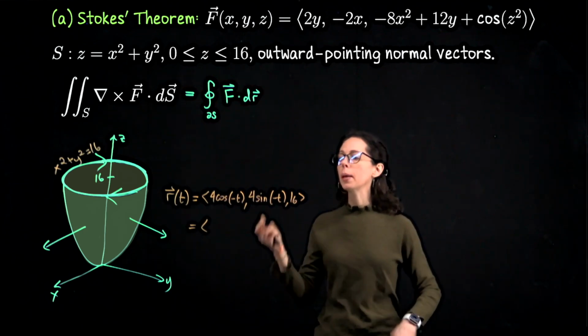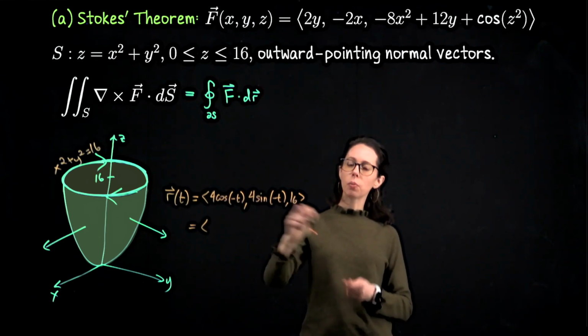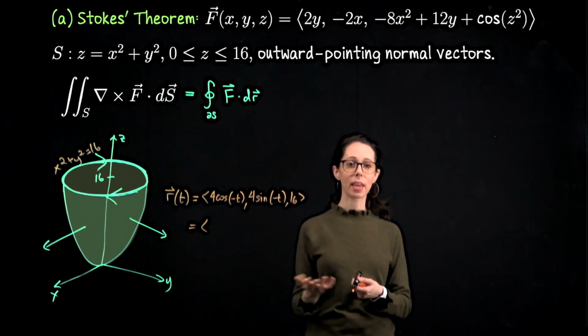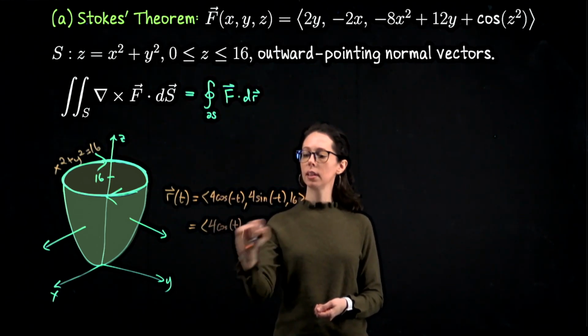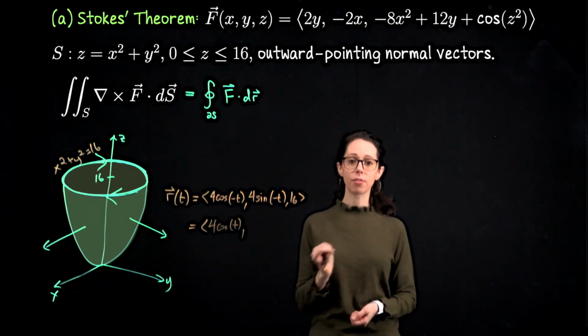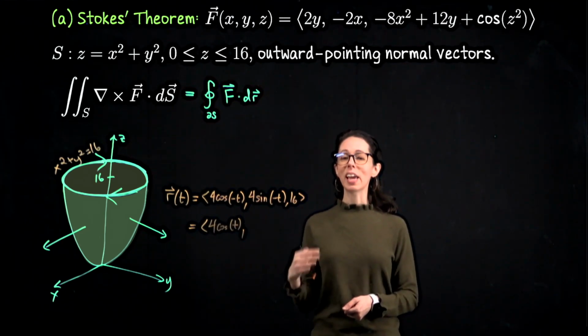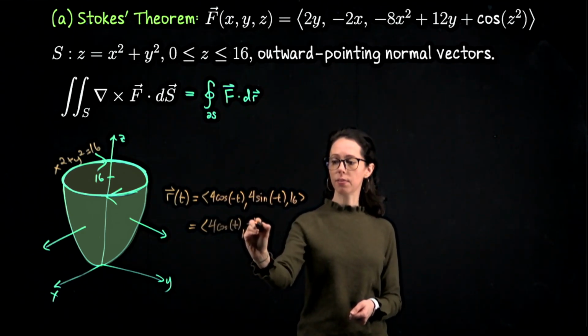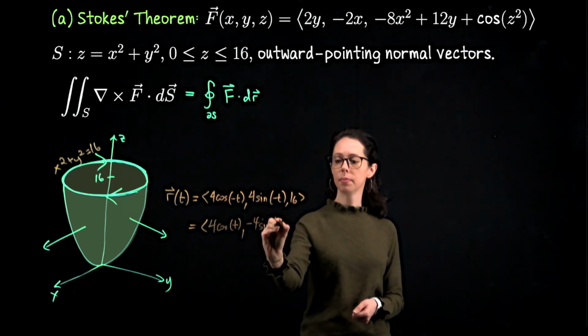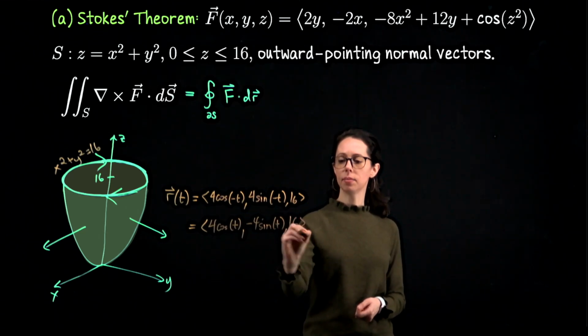Okay, let me clean this up a little bit. Cosine is an even function, which means that cosine of negative t is the same thing as cosine of t. So I'm going to write 4 cosine of t. Sine, on the other hand, is an odd function. So sine of negative t is negative sine of t. So this becomes negative 4 sine of t, and then z is 16.